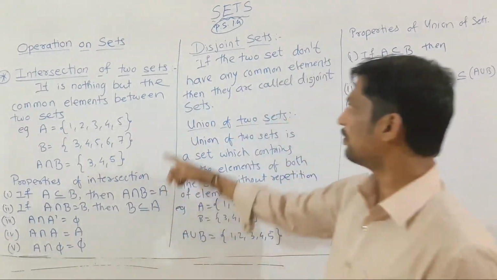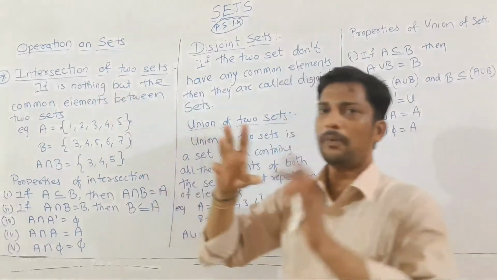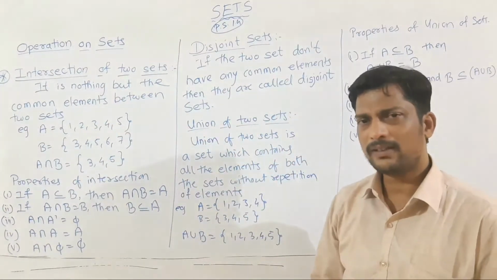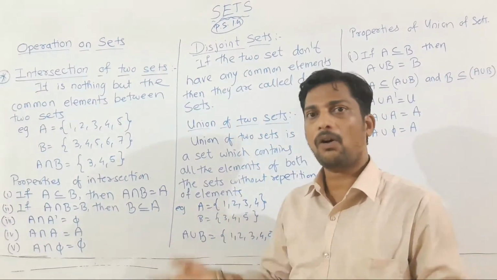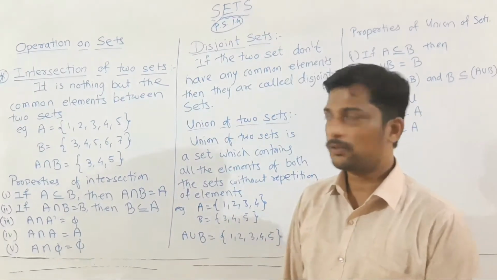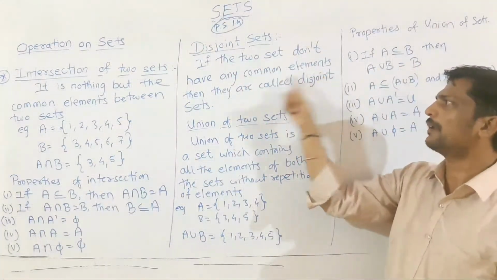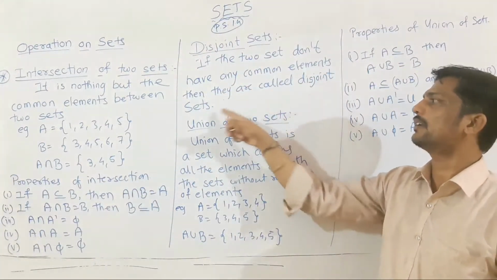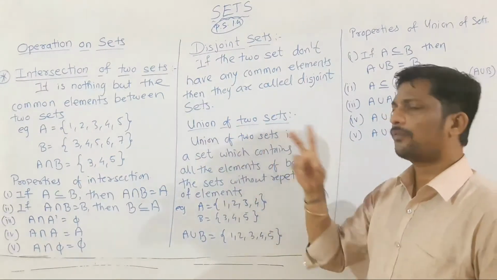Now let us go further. Disjoint set. Now here we were talking about the common elements. Now a few sets are like that in which there are no common elements. Then we call the two sets disjoint sets. If the two sets don't have any common elements, then they are called disjoint sets. Fine. Then union of two sets.